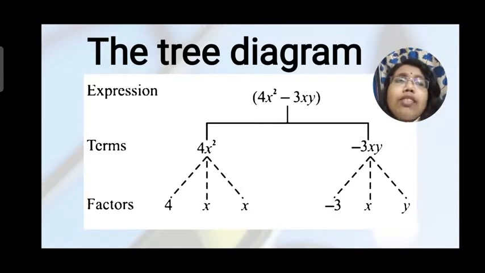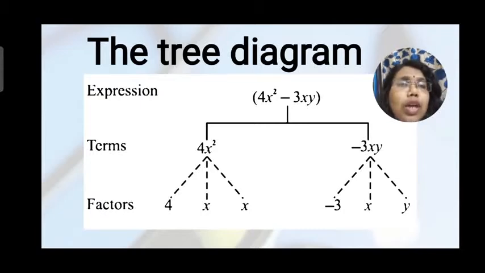Now that we have studied algebraic expressions, let us see what is meant by a tree diagram. A tree diagram is the division of an algebraic expression into terms and terms into factors. We can see the expression here, 4x squared minus 3xy. Because there is one minus sign in between, we see that there are two terms, that is 4x squared and minus 3xy.